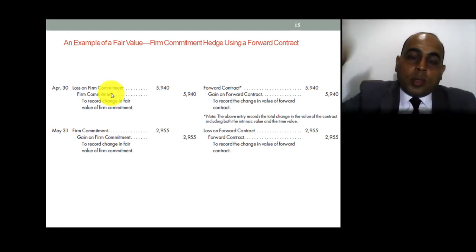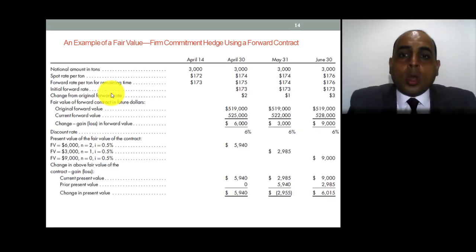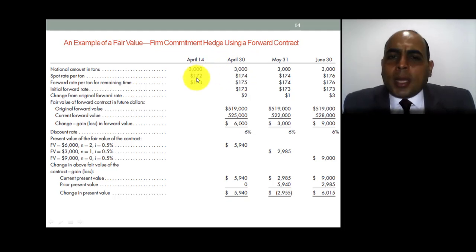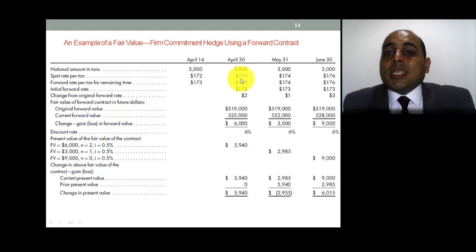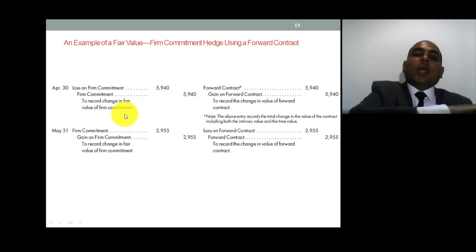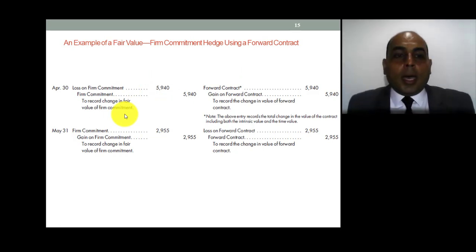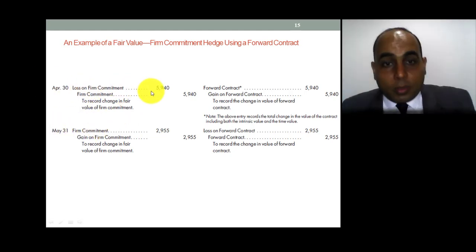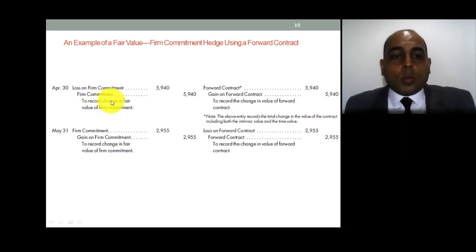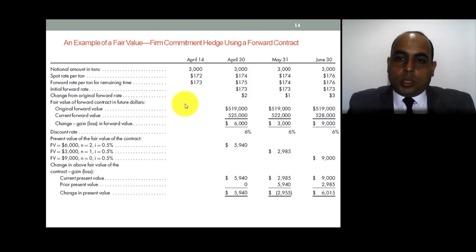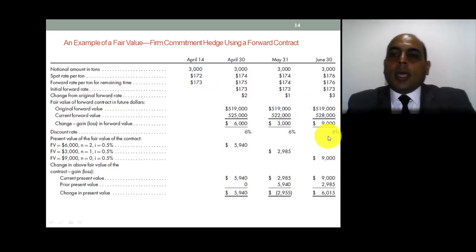this amount of inventory, 3,000, by 172, where the price is increased to 174. So we have the same amount of loss on the inventory as we provided commitment. So loss on firm commitment by 5,940, firm commitment as liability credited by 5,940. Let us move to the next period on May 31.